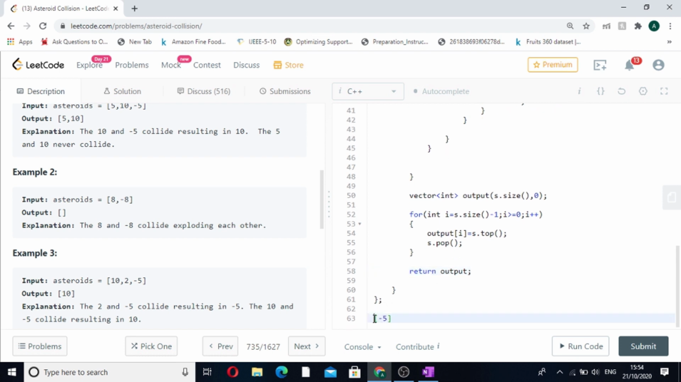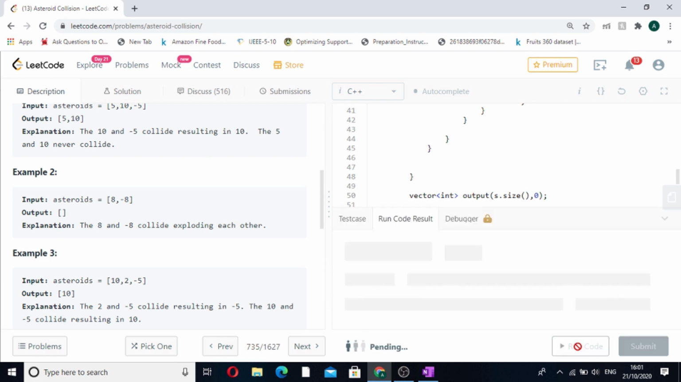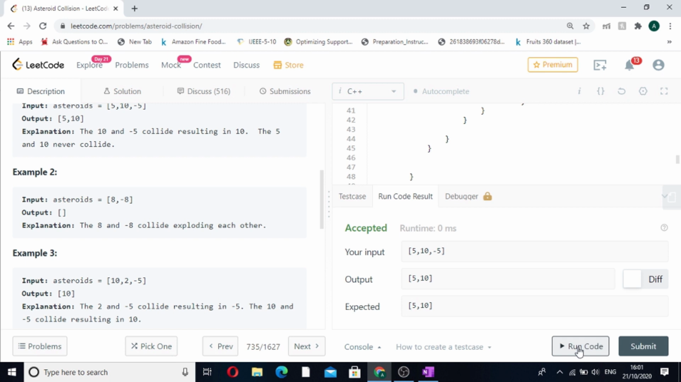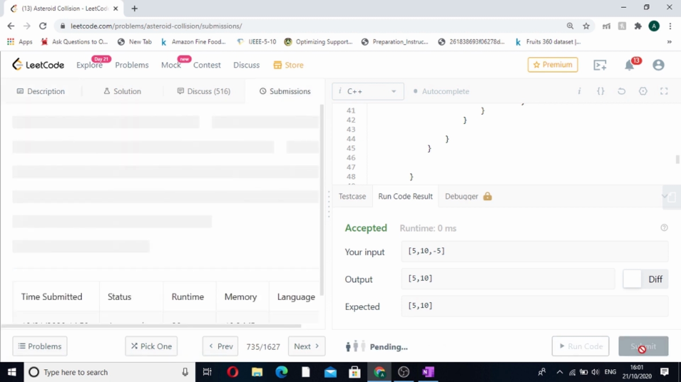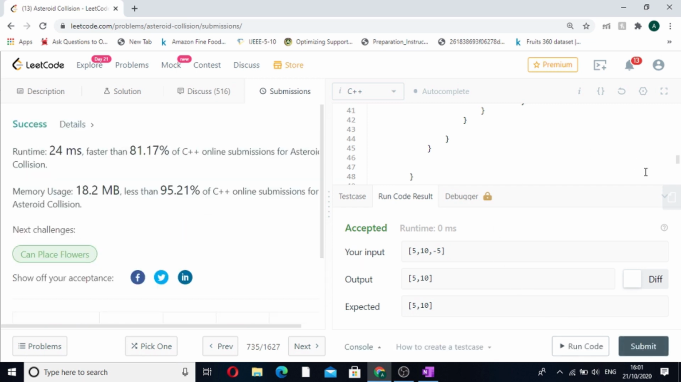Now let's just run the code. So it is getting accepted. Now let's submit it. So our code got accepted.